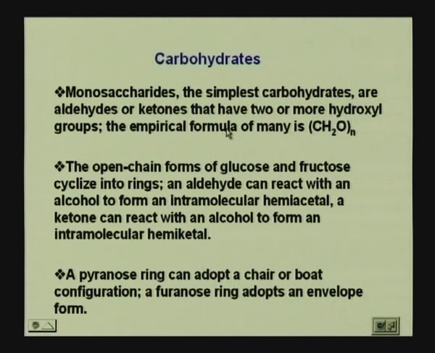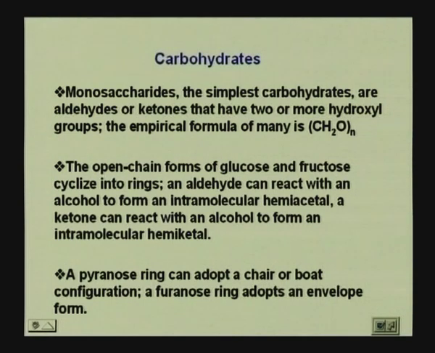We have aldoses and we have ketoses depending on whether we have the oxidized carbon in the aldehyde form or in the ketone form. The open chain forms of glucose and fructose cyclize into rings. We looked at that also, where the aldehyde can react with an alcohol to form a hemiacetal. We looked at a reaction where it is possible for the aldehyde and the alcohol to form a hemiacetal, but in this case we have the aldehyde and the alcohol both in the same molecule. Since they are both in the same molecule, we form an intramolecular hemiacetal, and then a ketone can react with an alcohol to form an intramolecular hemiketal. Okay. So, when we form these structures, we form either a pyranose if we have a 6-membered ring, or we form a furanose if we have a 5-membered ring.